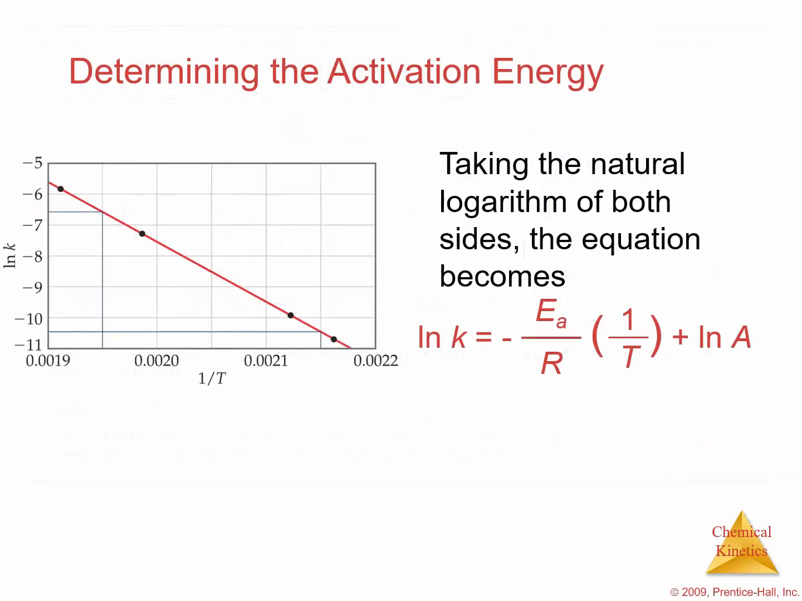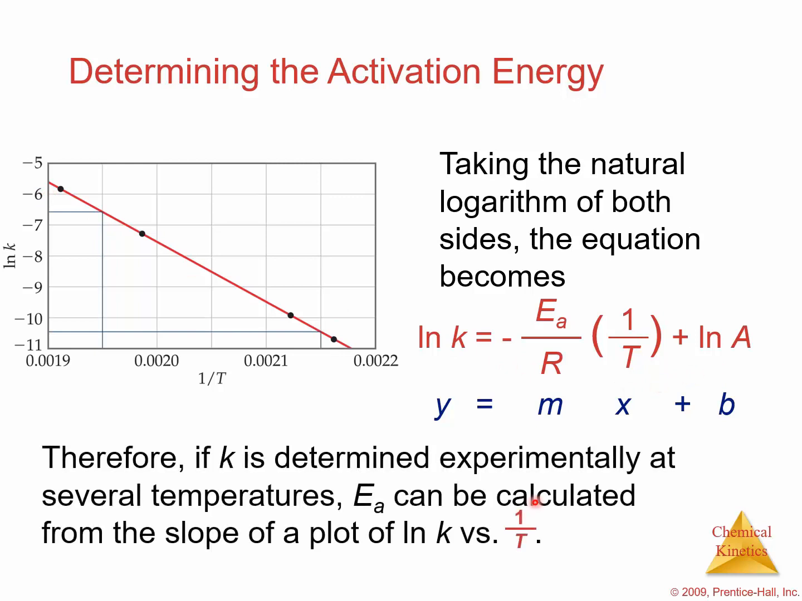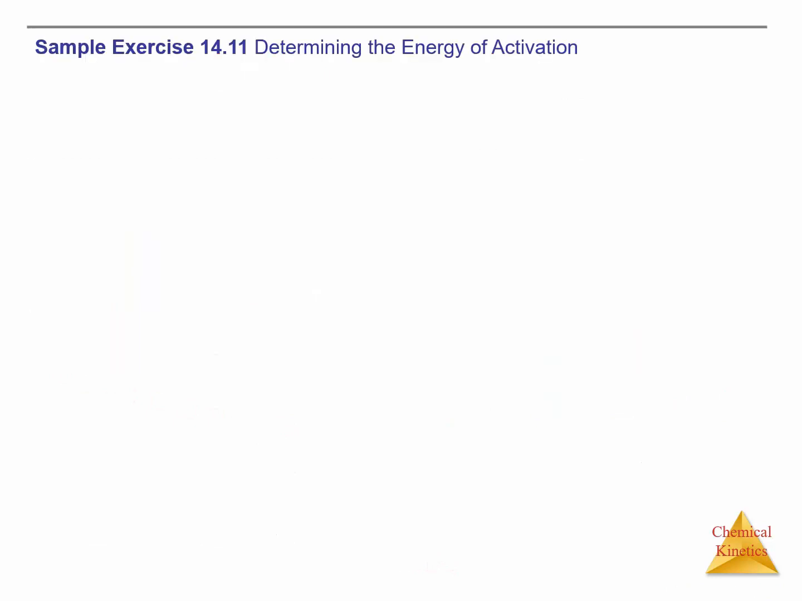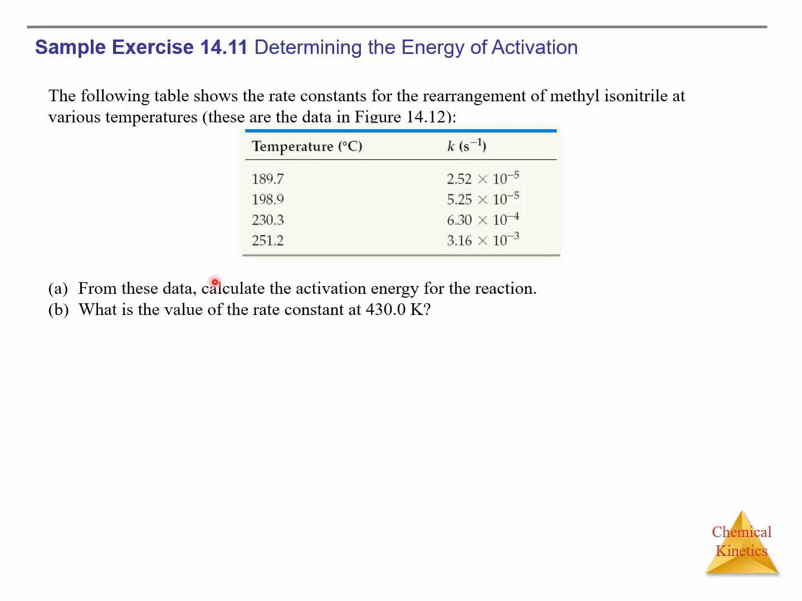Okay. Now, determining the activation energy. Taking the natural log of both sides, the equation becomes this, and it is an equation of a straight line. When we plot ln k versus 1 over T, we get a straight line with the slope equal to minus E_A divided by R, and the y-intercept equal to ln A. Therefore, if k is determined experimentally at several temperatures, E_A can be calculated from the slope of the plot of ln k versus 1 over T, determining the energy of activation.